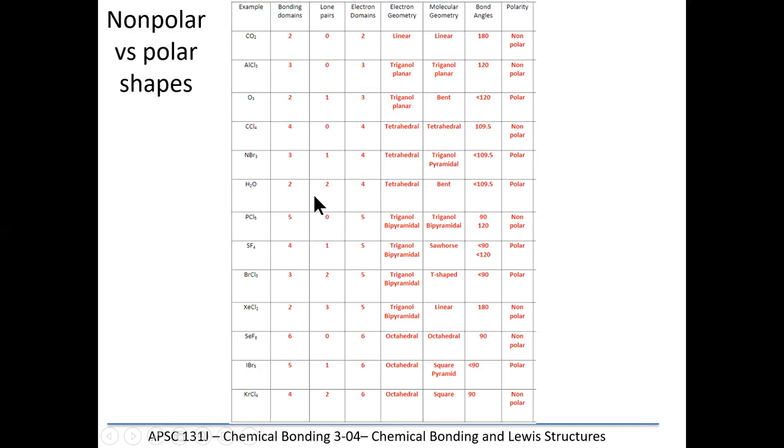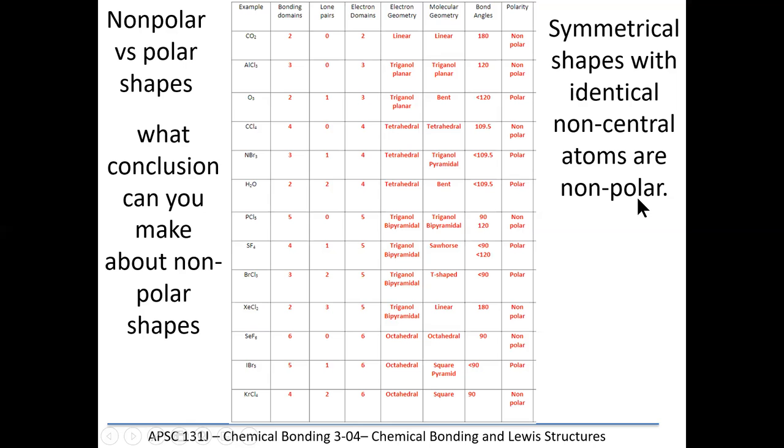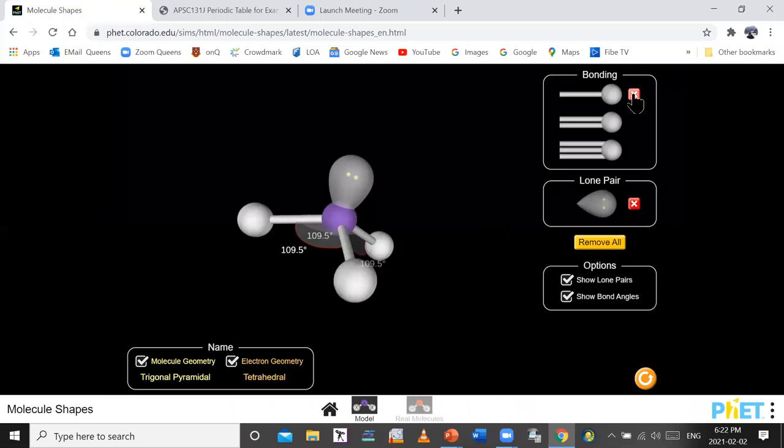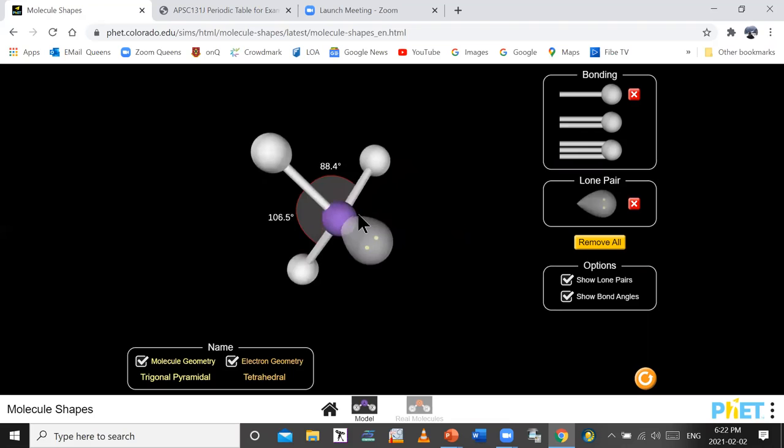You can see there is a pattern. So typically, what conclusion can you make? Symmetrical shapes with identical non-central atoms are nonpolar. So what do I mean by that? Well, this is what I mean by that. Let me give an example here. That's nonpolar. If, however, I add an electron pair to it, that becomes polar.